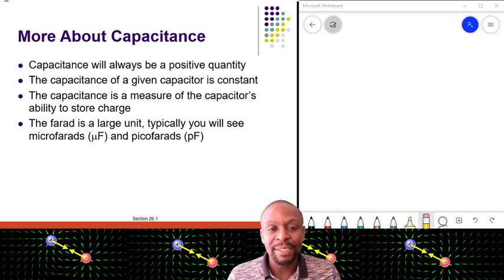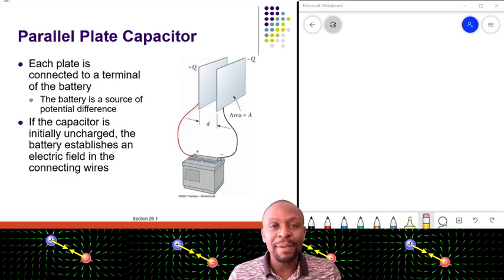Now, the farad is a very large unit. As a result, you will sometimes see prefixes such as microfarads, picofarads, nanofarads or millifarads and so on. Now, the parallel plate capacitor is a capacitor where the area of one plate is always the same as the area of the other plate. Each plate is connected to a terminal of the battery. The battery is the source of the potential difference between the plates.